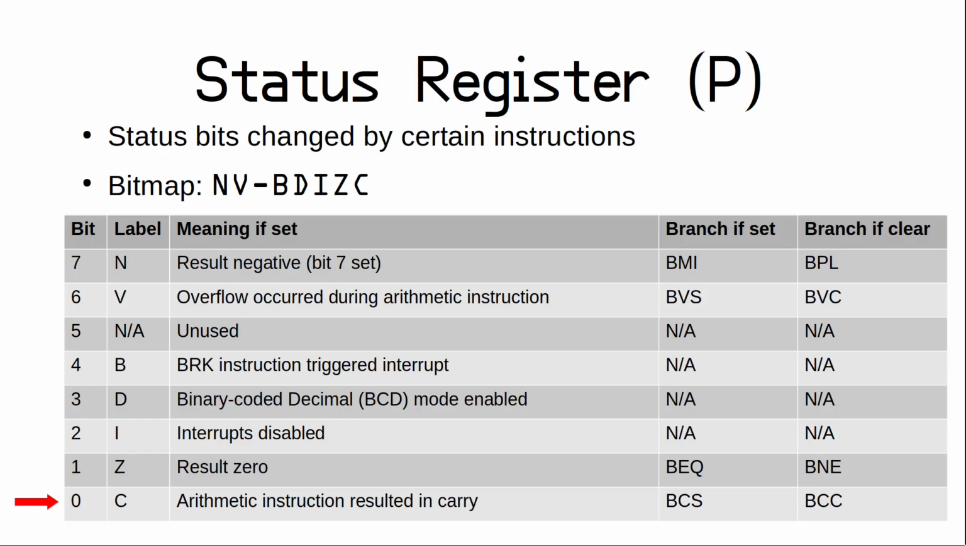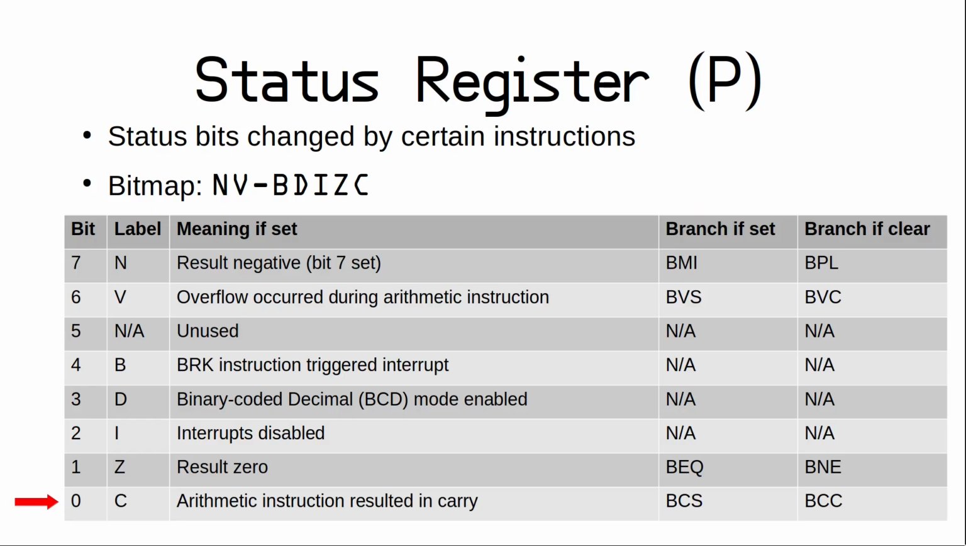The C bit is set when a math operation results in a carry. This is used for doing math with 16-bit or wider values, where you may have to do a carry, just like doing addition by hand. The carry bit is also used for a few other things, so it can be handy to use a BCS for branch if carry set, or BCC for branch if carry clear.